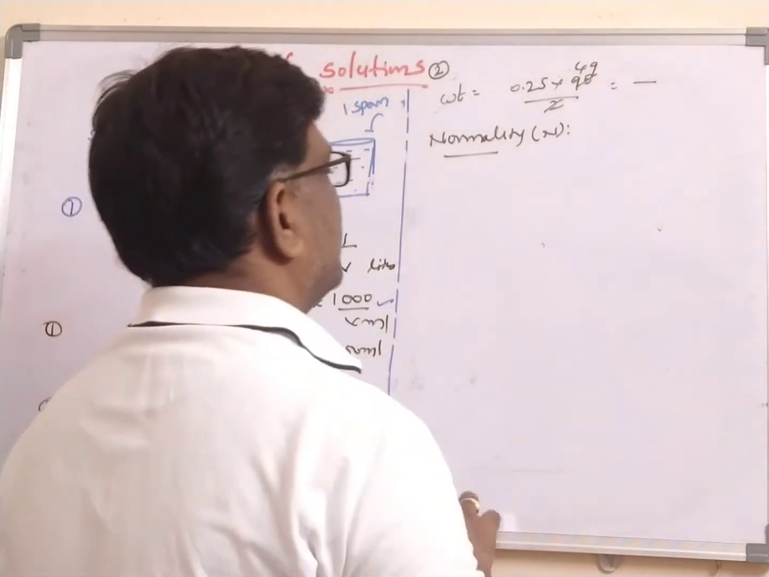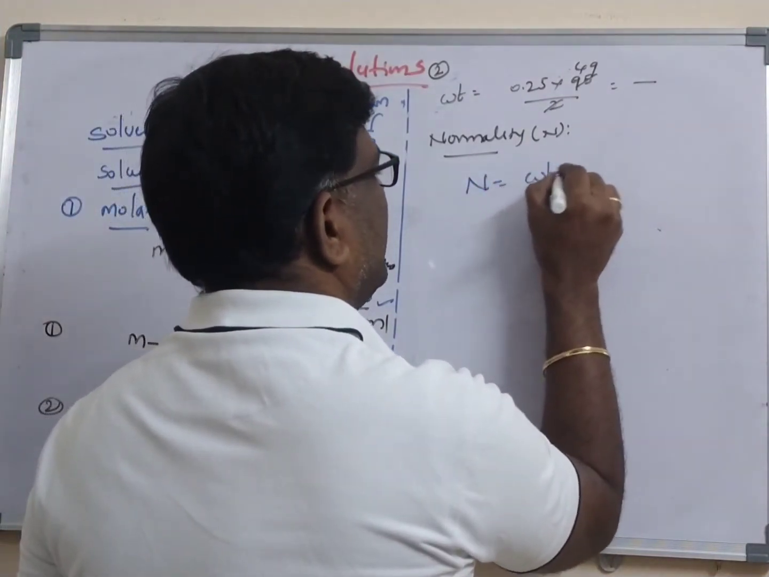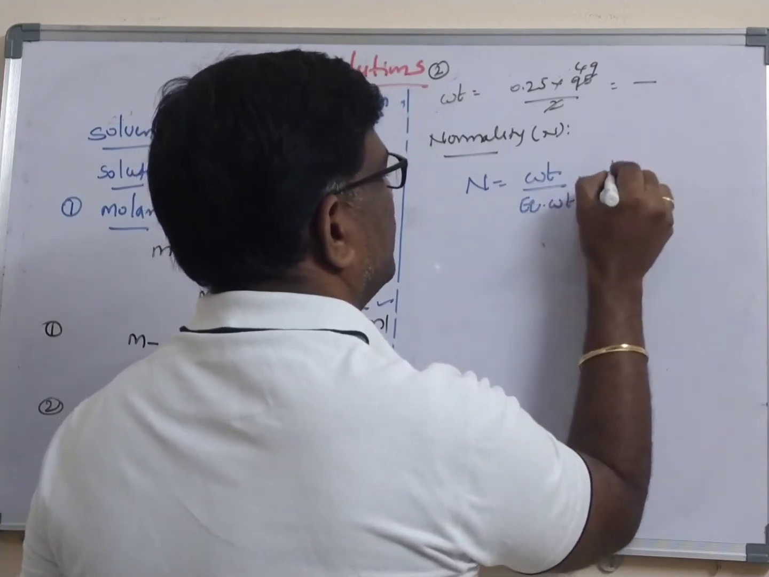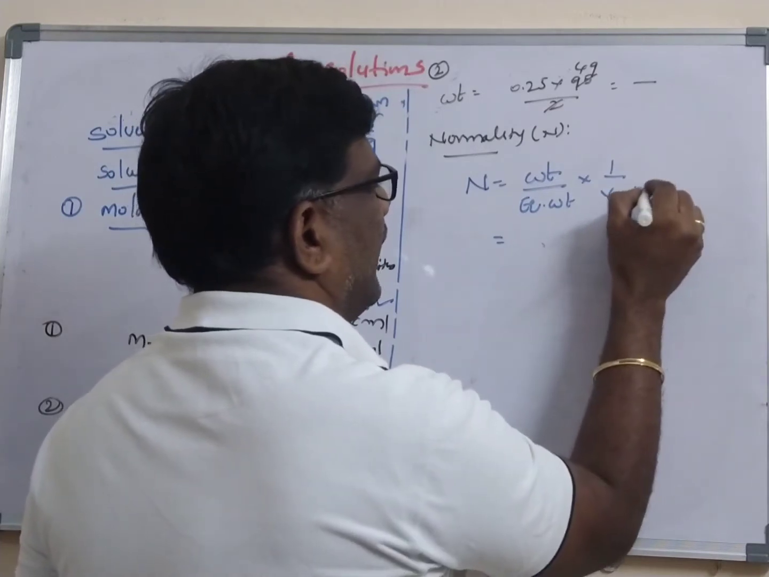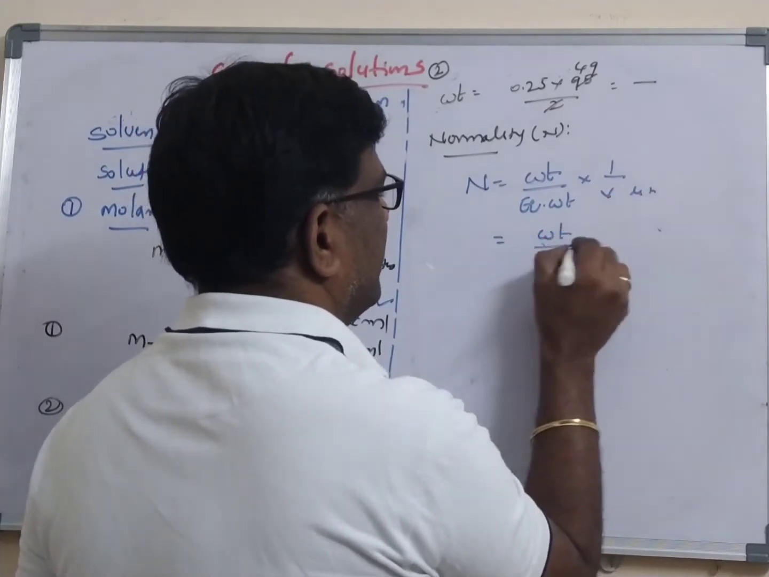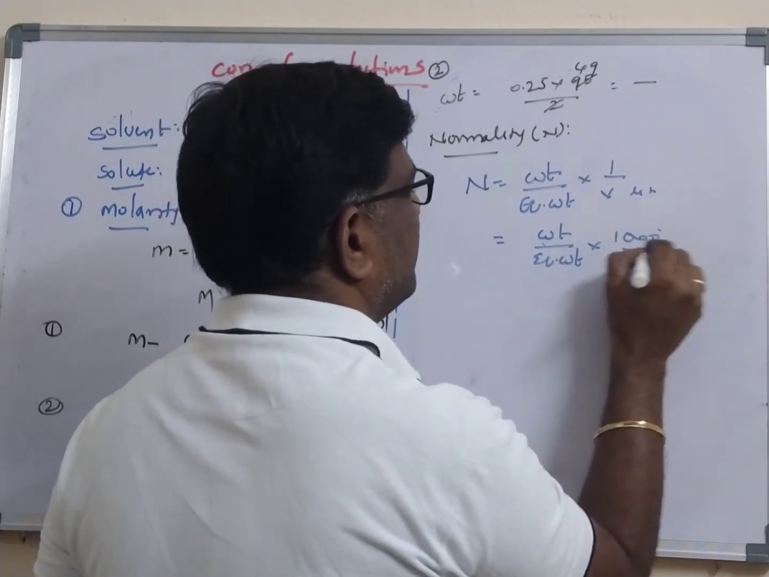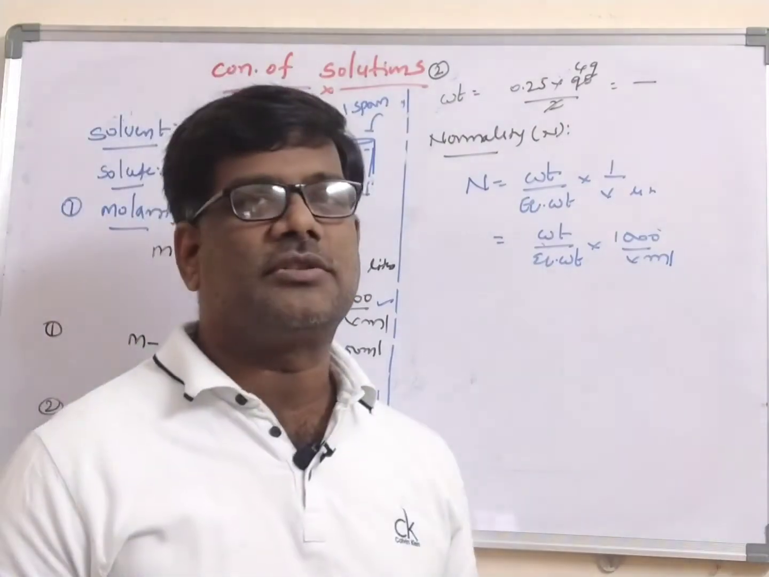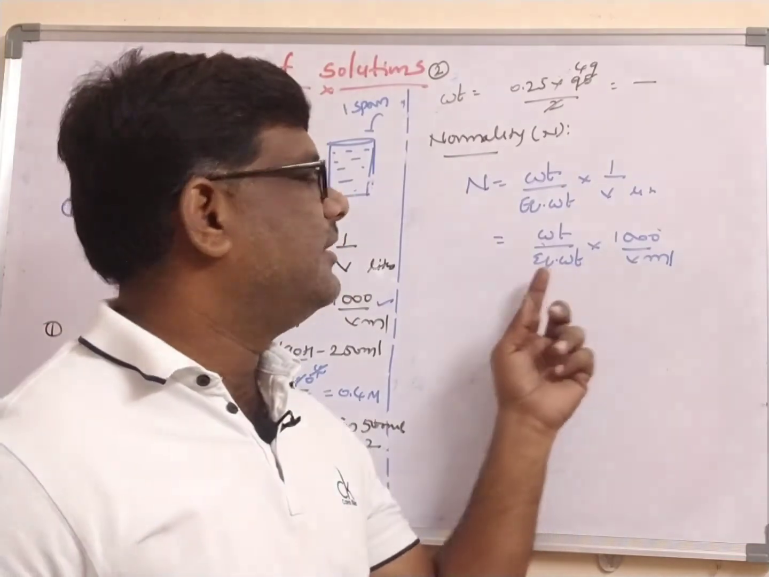How to calculate the normality? The mathematical equation: normality is equal to weight of the substance divided by equivalent weight, into 1 by V liters. Whenever the volume is given in ml, it is weight by equivalent weight into 1000 by V ml. So these are the two mathematical formulas used to calculate the normality. When the volume is given in liters, use the first; whenever it is given in ml, you have to use this formula.